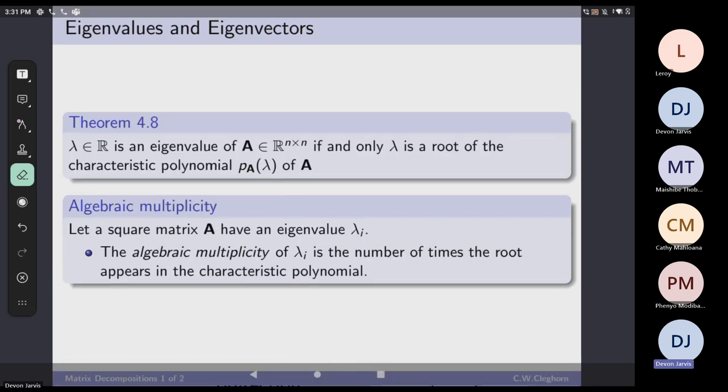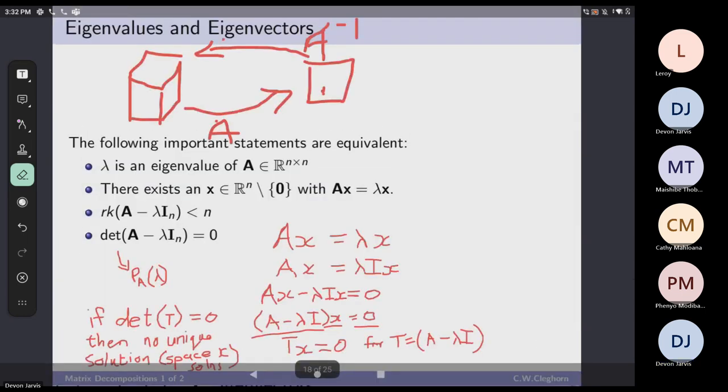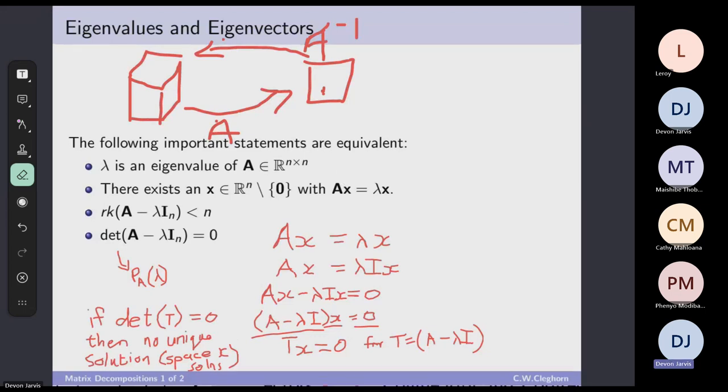Okay, and then we can say theorem 4.8. Lambda, an element of the reals, is an eigenvalue of A if and only if lambda is a root of the characteristic polynomial of A. And what that is saying by that whole root thing is, when does that determinant equal zero? When can I take a direction X and find lambda such that X was stretched appropriately to imitate the stretch that A would apply to X? So this definition there. What we're trying to do is find the corresponding stretch in the direction of X that A is doing. By definition, X is already pointing in the right direction.